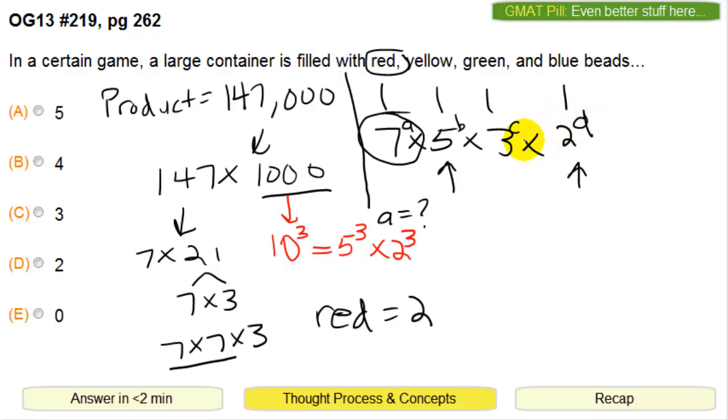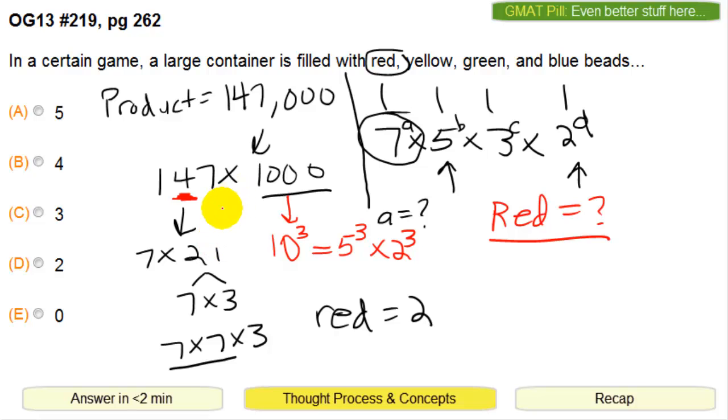But remember, the question is asking how many red ones are there, right? How many red ones? And we don't care about B or D. So don't waste your time on the 1,000. Recognize that the 1,000 is taken care of by 5 and 2, since the 5 and 2 make up 10, and this is some kind of factor of 10. So only focus your efforts here on the 147. And the 147, you should recognize that 7 goes into 14 2 times, and then the other 7 1 time, so that gets you 21. So 7 times 21, split that into 7 and 3.